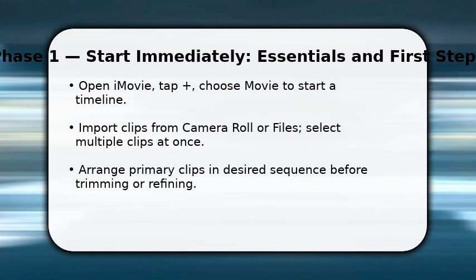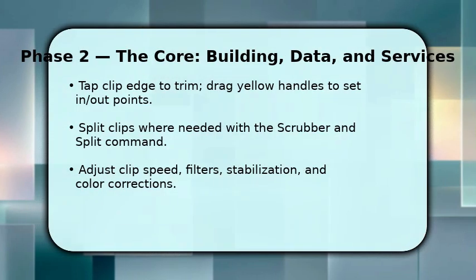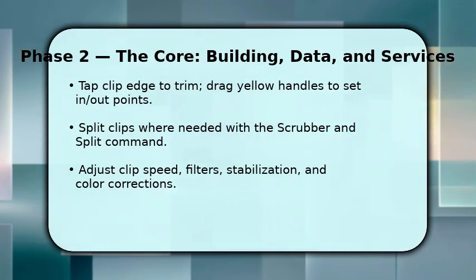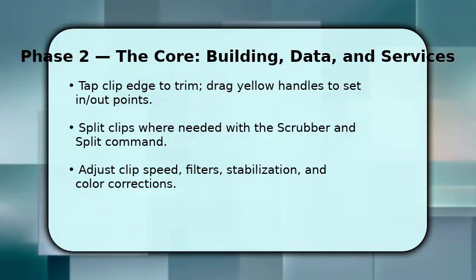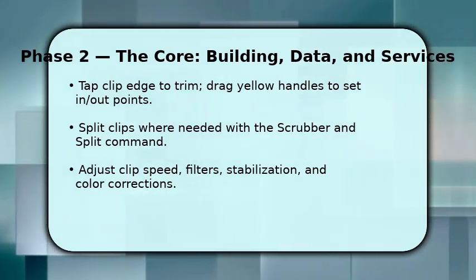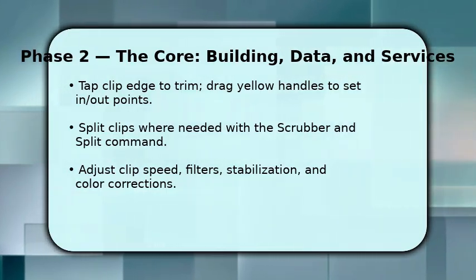Now refine each clip so the story flows. You tap a clip to reveal handles and drag them to trim. Short, punchy edits keep tempo tight. If you need precise cuts, move the scrubber to a frame and split. This lets you remove or rearrange sections.